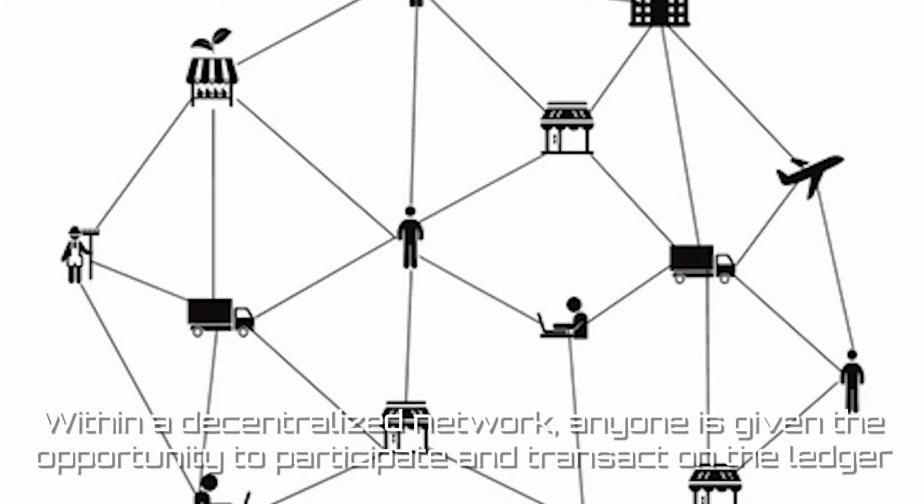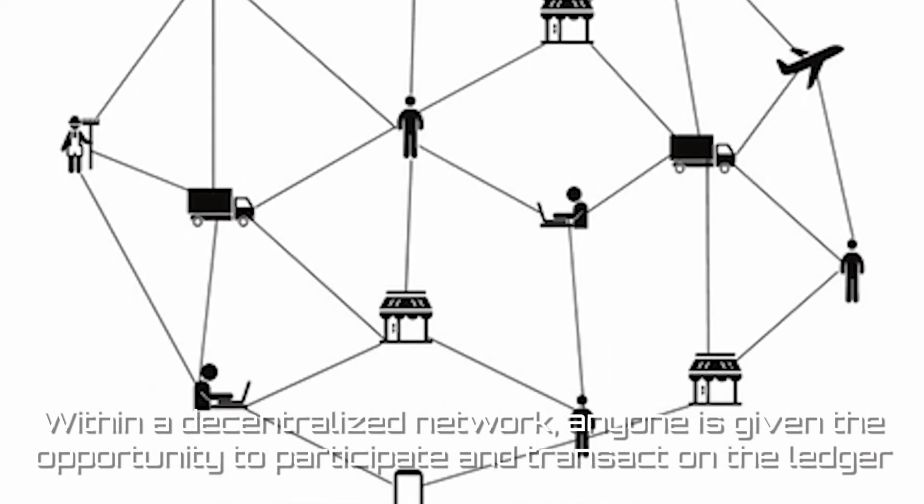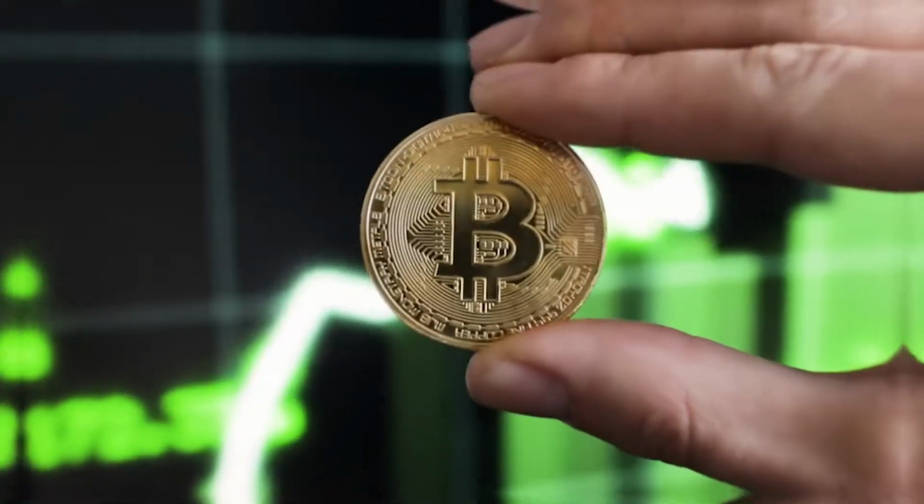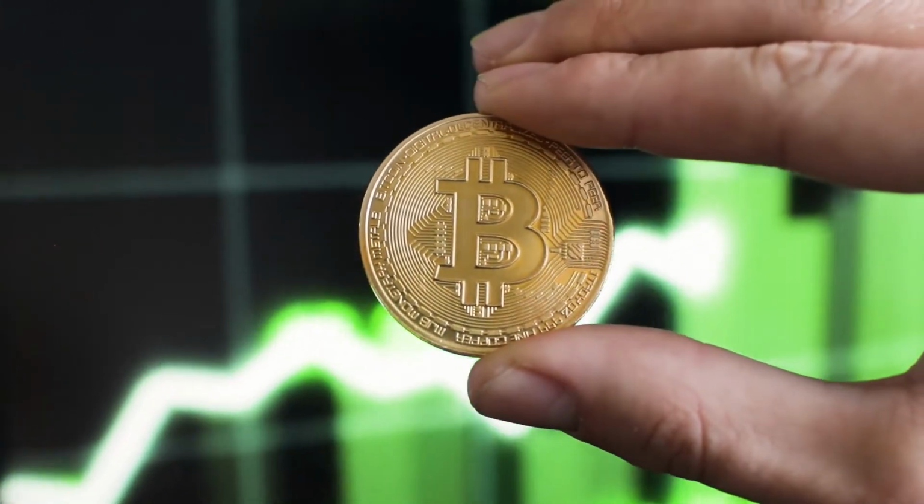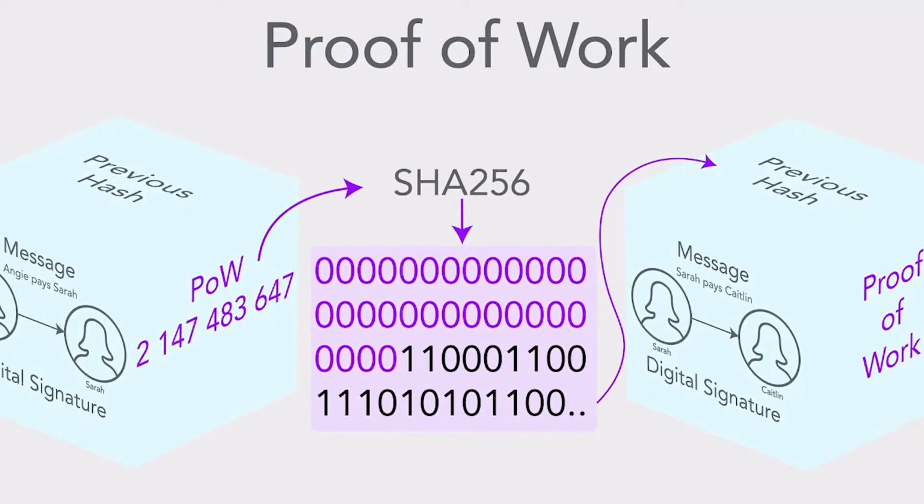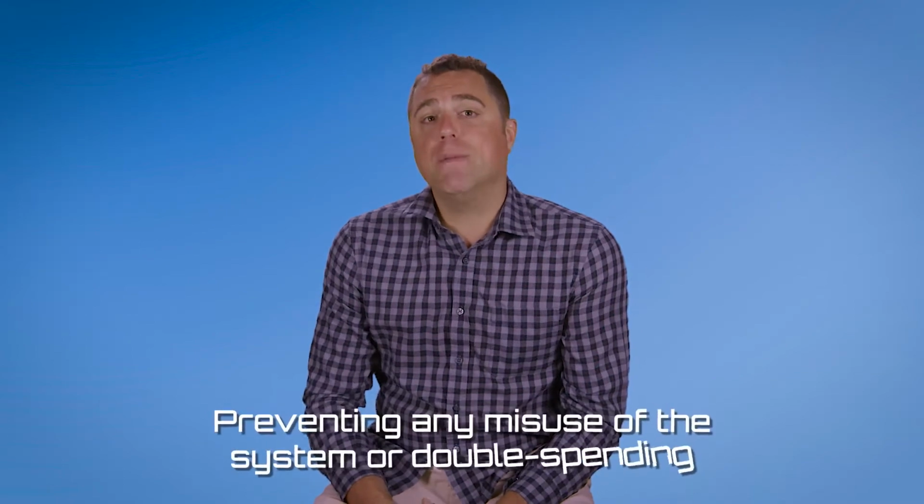Within a decentralized network, anyone is given the opportunity to participate and transact on the ledger. There are specific mechanisms designed, for example, to combat the vulnerabilities that can arise from this design and ensure that the transactions are correct. Bitcoin, as an example, is a blockchain network that utilizes mining as well as a proof of work consensus mechanism as a means of maintaining the integrity of its ledger and preventing any misuse of the system or double spending.